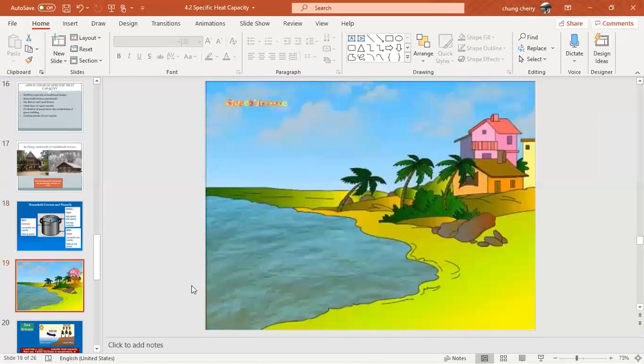Next will be sea breeze and land breeze. For this sea breeze and land breeze, I will take a longer time to explain it, but since we still have 9 minutes left.